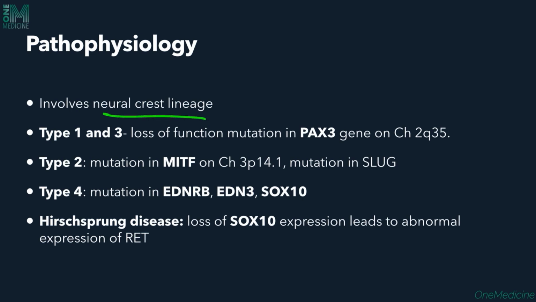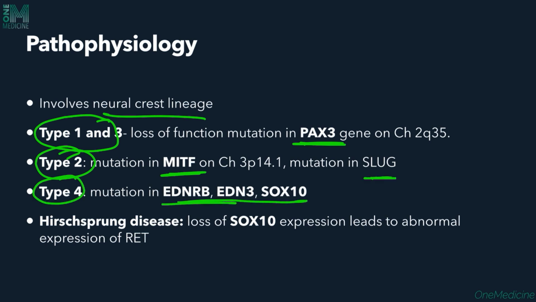Pathophysiology, it involves neural crest lineage. In types 1 and 3, there is PAX3 gene mutation. In type 2, there is MITF gene mutation or SLUG gene mutation. In type 4, SOX10 mutation, EDNRB, EDN3 mutation. Type 4, associated with the SOX10 mutation, will have Hirschsprung's disease associated, which leads to abnormal expression of RET.